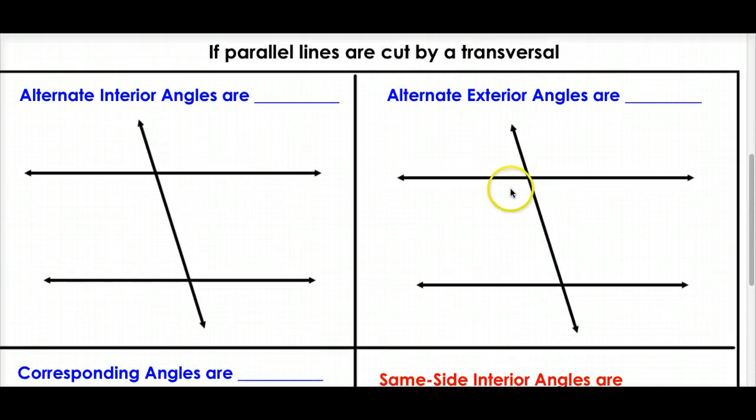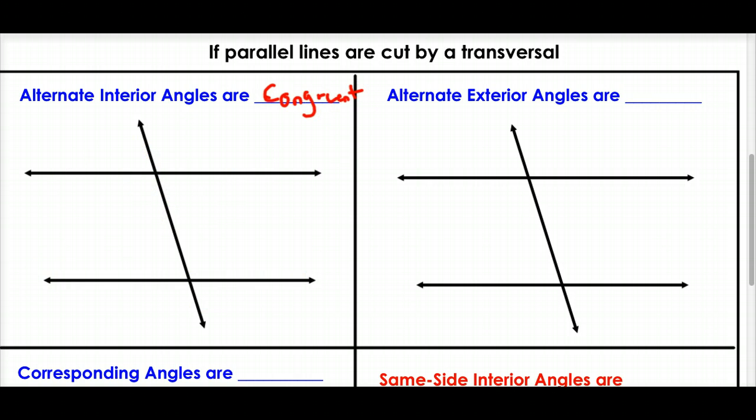So there's a few facts that we know, and these facts are facts. All right, feel me? If parallel lines are cut by a transversal, we know a few things are true. We know that alternate interior angles are always congruent. And this is only when you have parallel lines cut by a transversal.